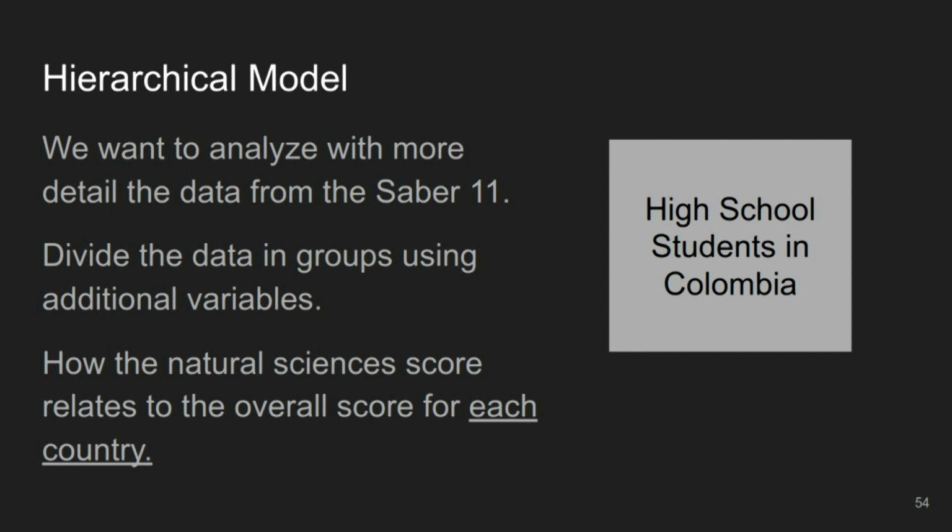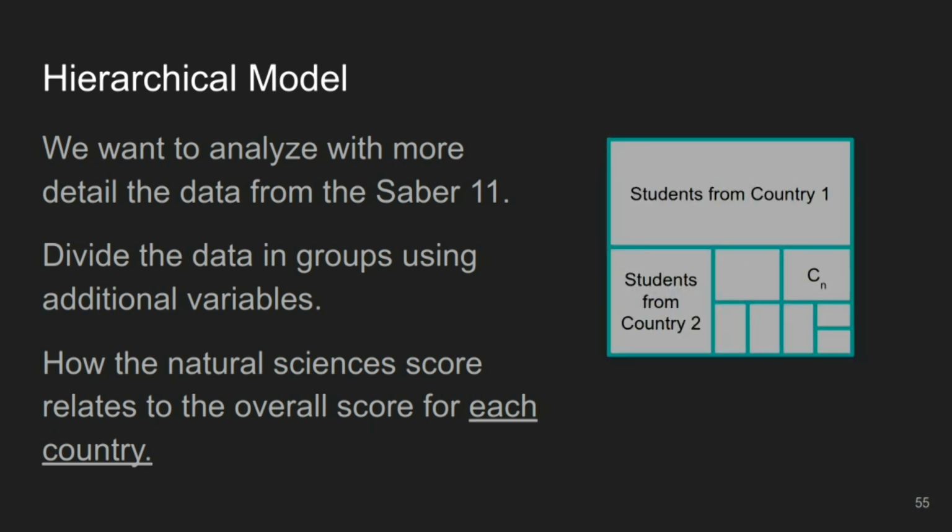In this case, I'm going to divide all the students that took the Saber exam and divide it in the nationality of each student. So we have high school students in Colombia, I'm going to divide them in students from country 1 to country N, for example, Colombia, Venezuela, students from the US. So divide the group into nationalities. The key here to remember is, despite each student is from a particular nationality, they're all from a higher group. All are high school students in Colombia. So notice a higher group, high school students in Colombia, particular groups, the nationality of each student.